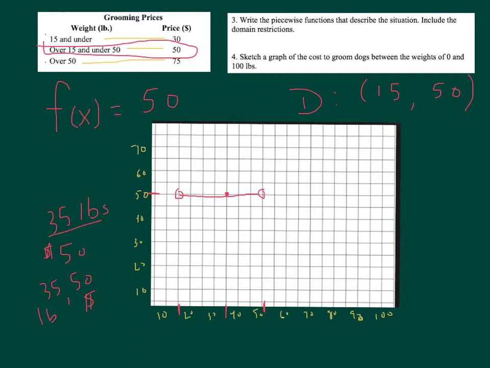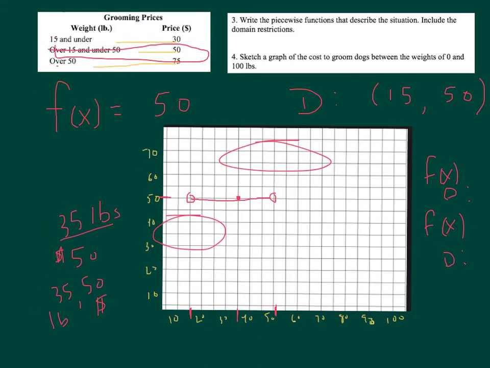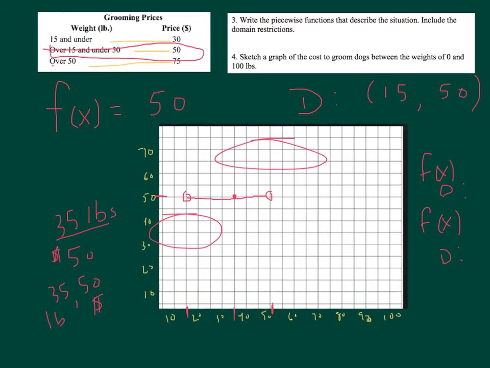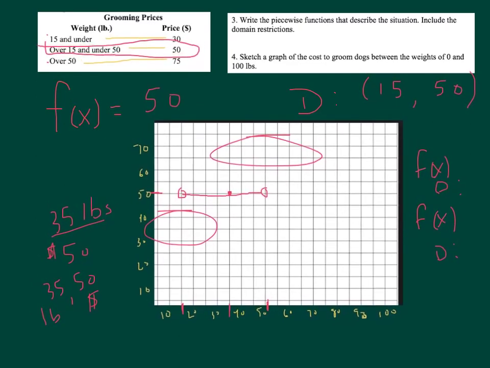So you should have two more functions with the domains for them, and then you should have two more lines, and one of the lines is going to be up here and one of the lines is going to be down there. This one will be for the heavier weights. Sorry about that, but this one right here will be for the heavier weights, and this one right here will be for the lighter weights.